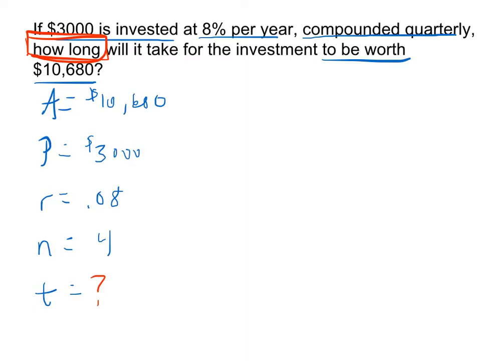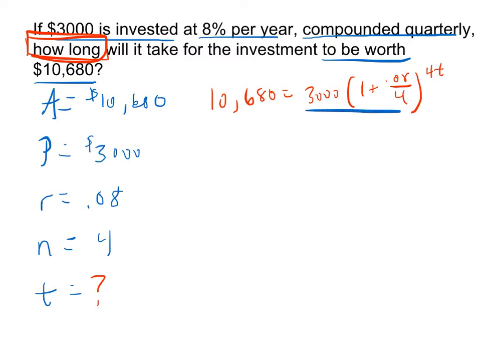So I'm just going to put these into my formula. I have 10,680 equals 3,000 times (1 plus r over n, or 0.08 over 4) raised to the n, which is 4, times t. So the difference between this problem and all the other problems we've been doing is here, instead of solving for A like in all the other ones, we're going to be solving for this t. So the way we're going to do that is just by solving our equation. And we're going to have to use logs in this because we're going to be solving this exponential equation.